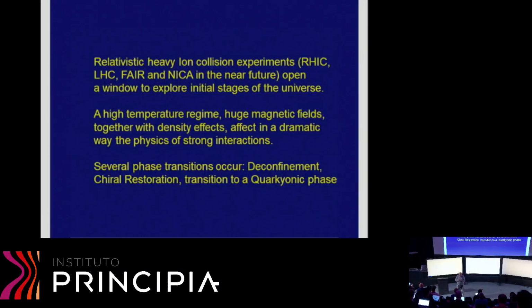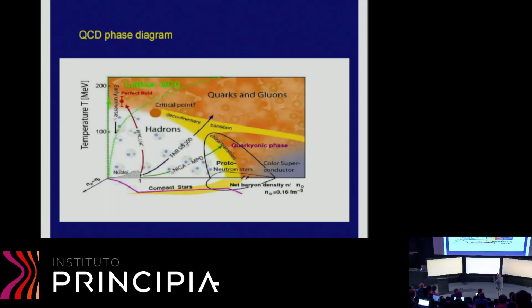Experts in the subject, like chiral symmetry restoration, deconfinement, also the transition to the quarkyonic phase, etc. You know that better than me. This is the general scenario. Here I added also the possibility of having an isospin chemical potential dependence. But it's an extremely rich phase diagram that's worthwhile to be analyzed, of course.